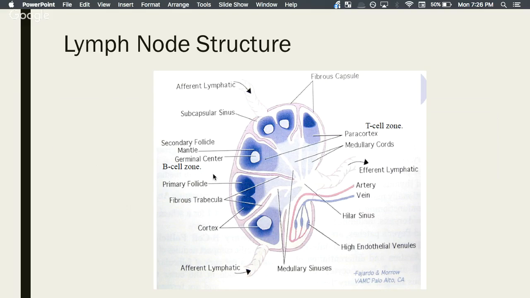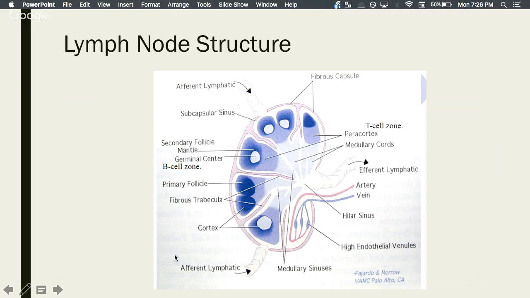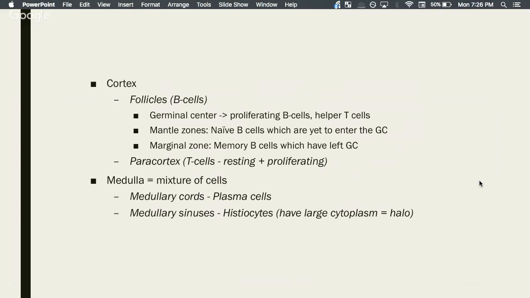So now, talking about lymph nodes. Lymph comes in through your afferent tract, and it goes through your cortex, through your medullary cords and out the efferent lymphatic, and it goes out the efferent duct.